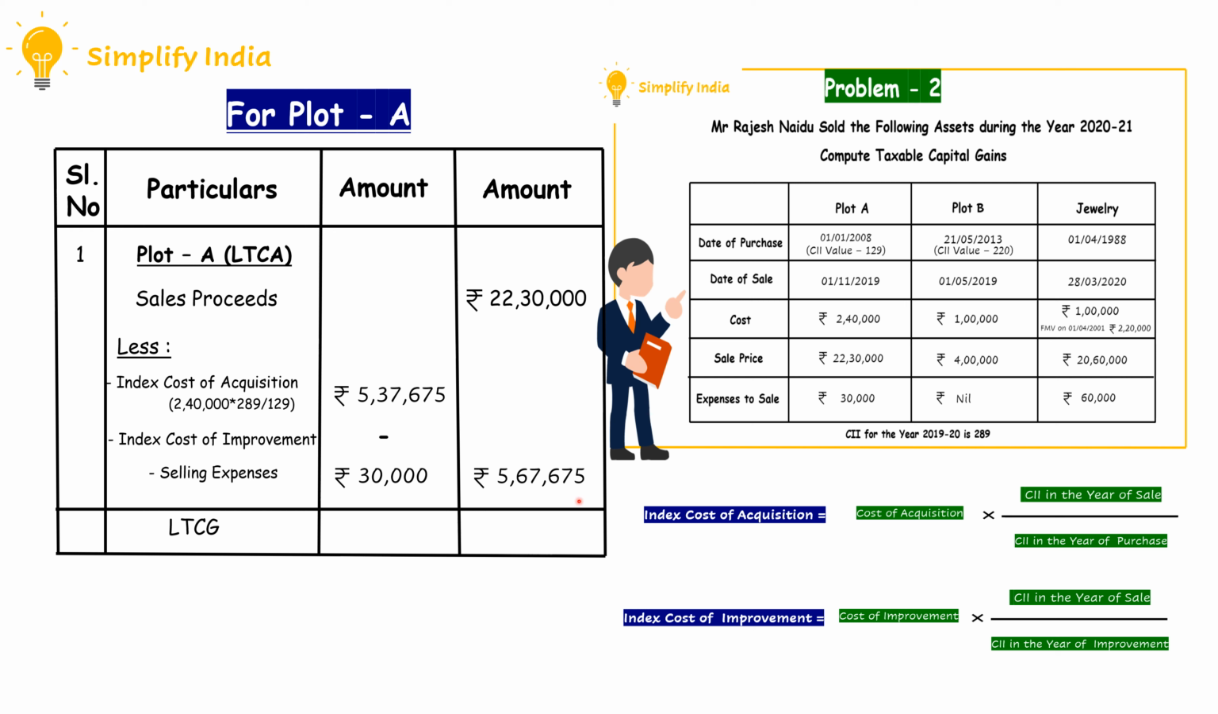and we'll get a total of rupees 5,67,675. And finally we have to deduct this total from the sales proceeds, that is rupees 22,30,000 minus rupees 5,67,675. We will get a long-term capital gain of rupees 16,62,325. So from plot A, Mr. Rajesh gets a long-term capital gain of rupees 16,62,325.